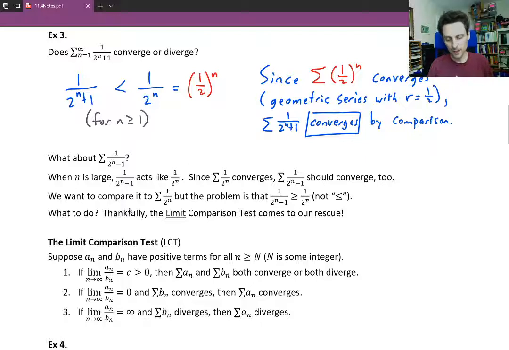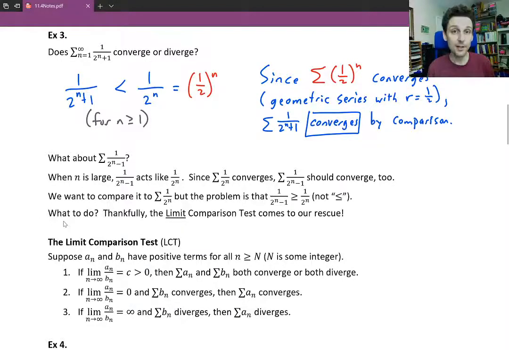That's our intuition. But again, the problem is when we try to compare it to 1 over 2 to the n, the inequality direction is not going the right way. It worked when there was a plus on the bottom, but now it doesn't work when there's a minus on the bottom. Because here now, we know that the series 1 over 2 to the n converges, but that doesn't say anything about the convergence or divergence of a bigger series. Maybe it's not that much bigger, and maybe it still converges. Maybe it's too big and it diverges. You really can't tell when you have an inequality set up like this.